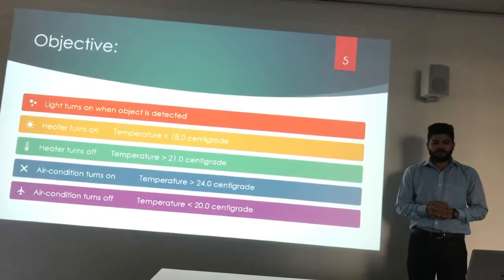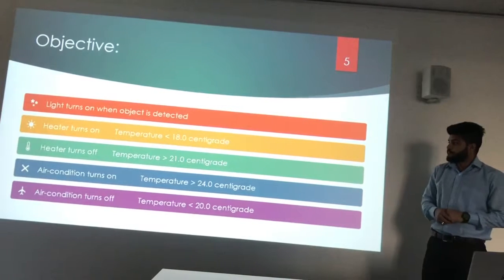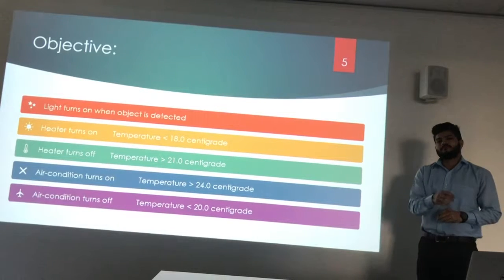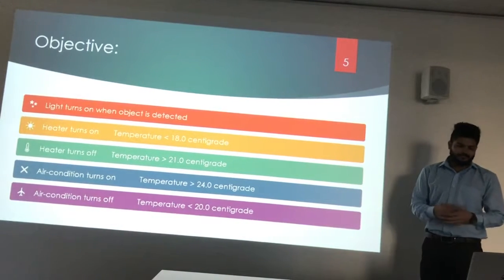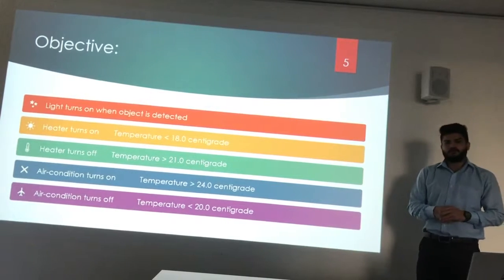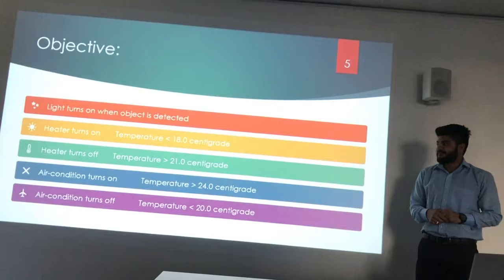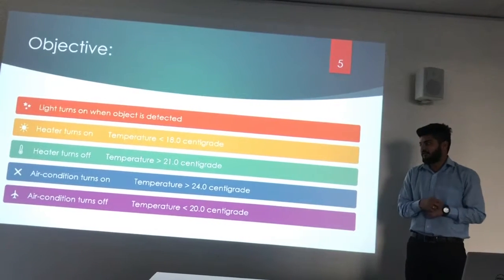This is the objective of my home automation project. In this project, my light should turn on when the motion detector detects some object. That motion is detected by the PIR sensor, so the PIR sensor will give output and it will turn on the light.